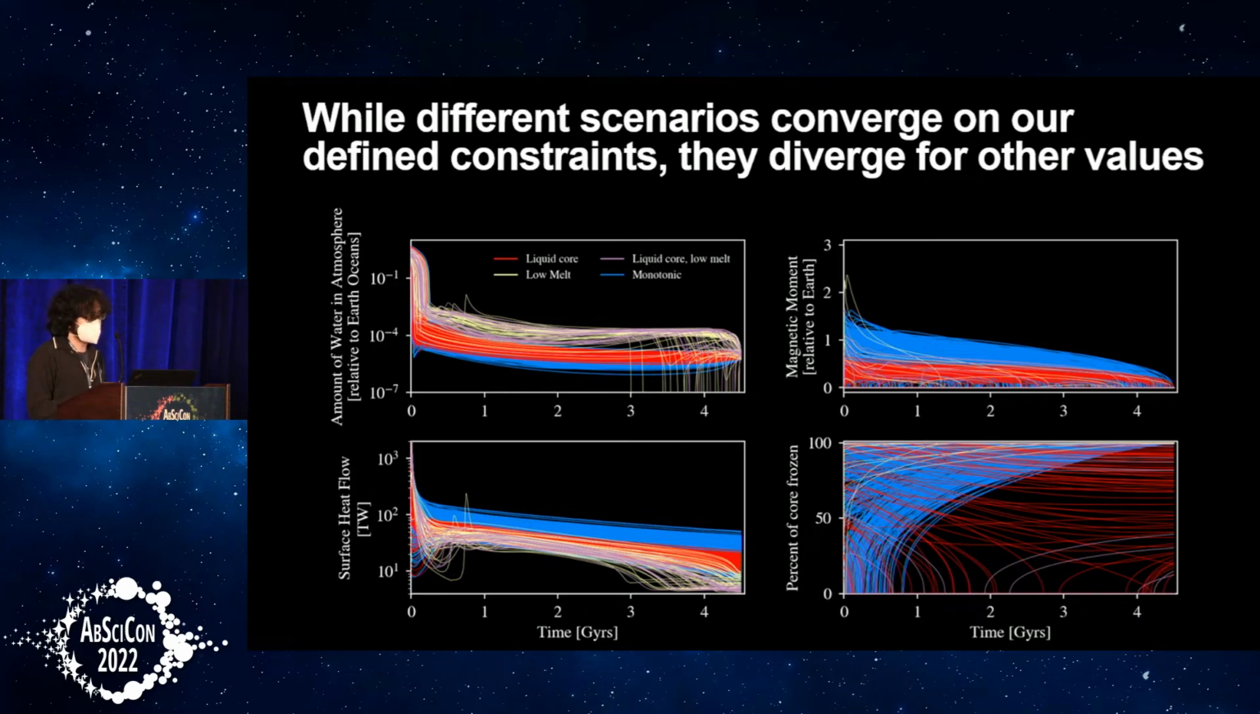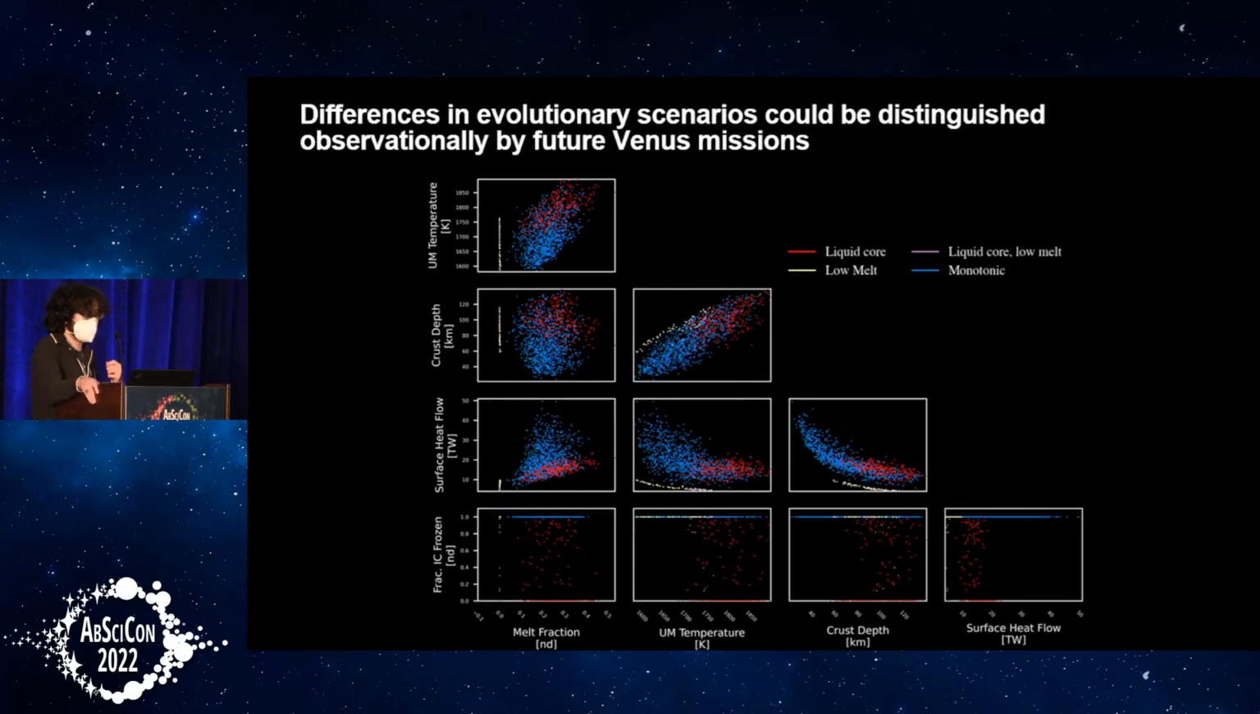Now, what's really cool, and something I've been working towards, is trying to find the differences in these evolutionary scenarios that could be distinguished observationally by future Venus missions. So this is a pretty complicated staircase plot. Each point represents a different simulation in this 5-dimensional parameter space defined by potential observables on Venus. All I really wanted to talk about on this plot, though, because I don't have much time, is that you can see that the color-coded groupings are distinguishable for certain observables, especially the surface heat flow of the planet. I don't know much about the future Venus missions, but I came to AbSciCon to find out more because I think there might be some cool stuff we can learn about Venus's past.